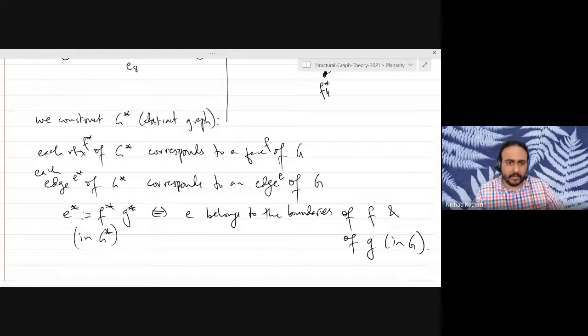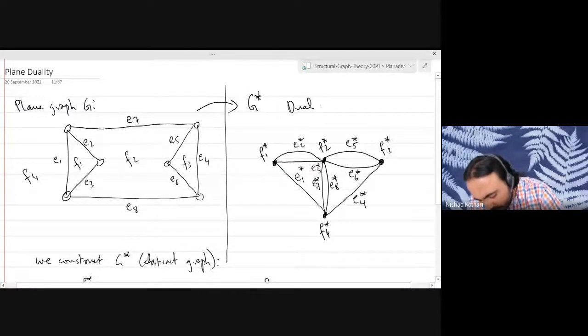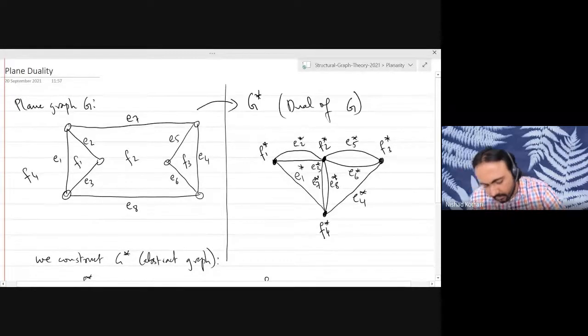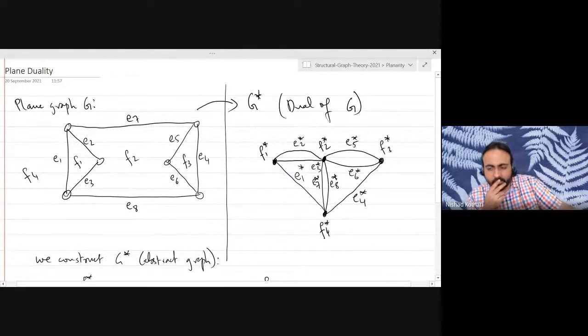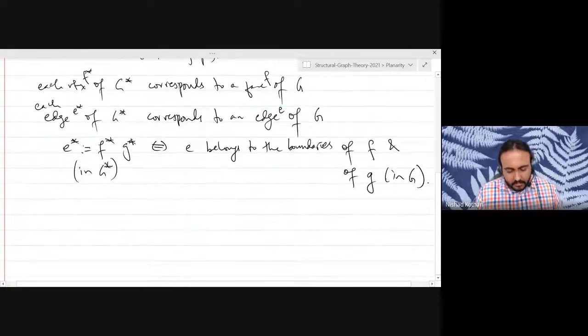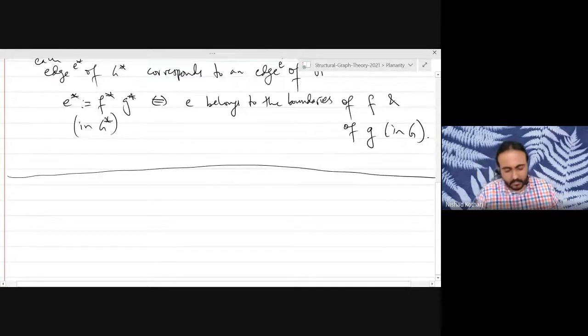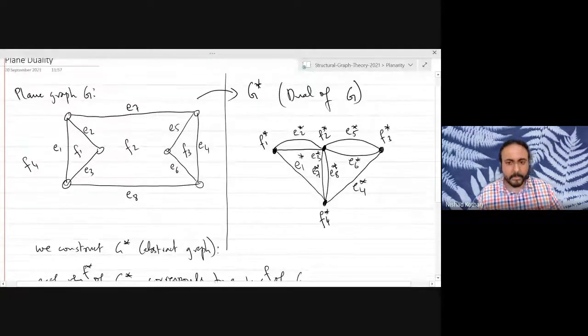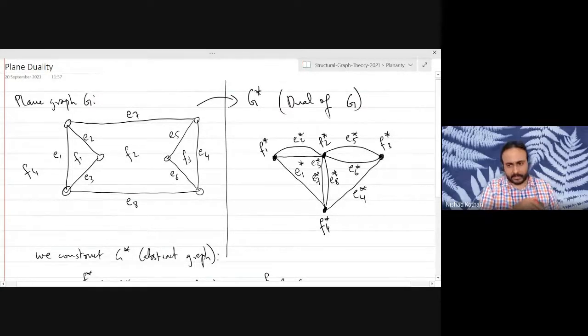And this graph G star is called the dual of G. Okay. Is the definition clear? So, sir, even if G is simple, the dual of G need not be simple. Right, as in this example.